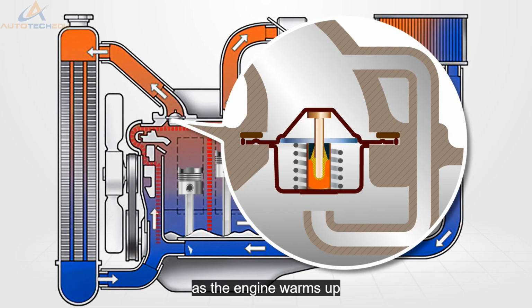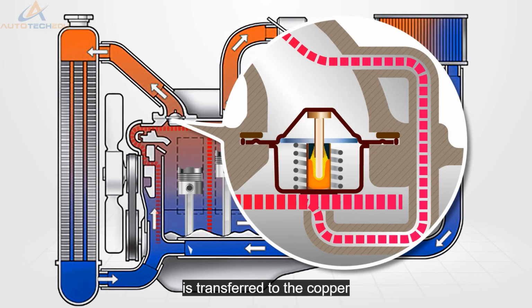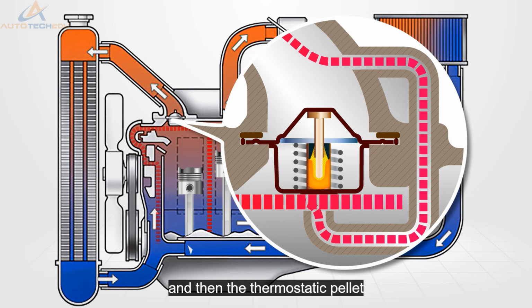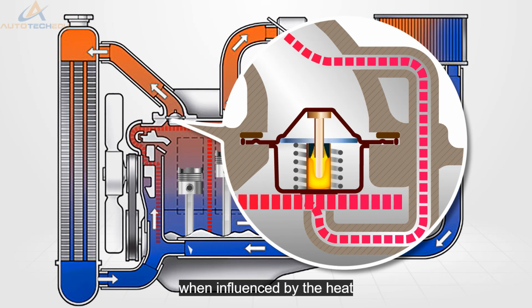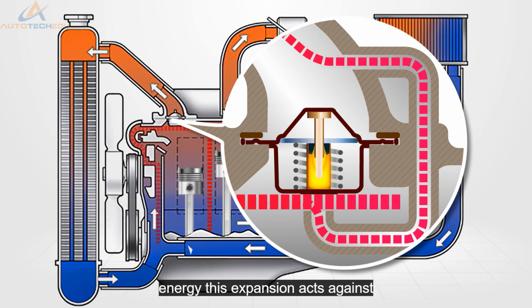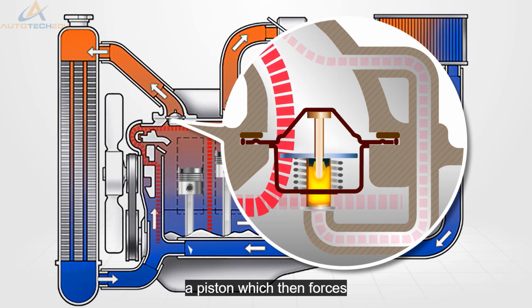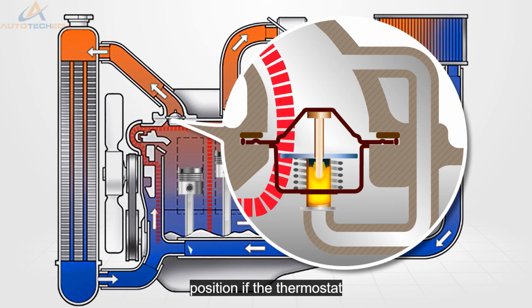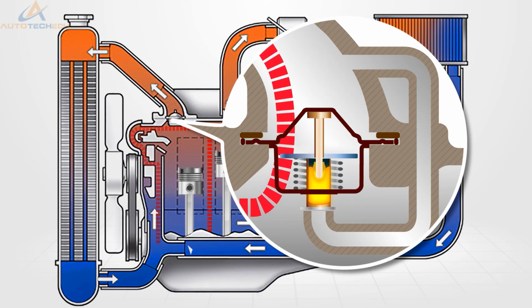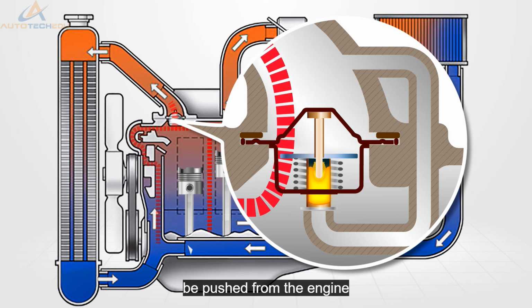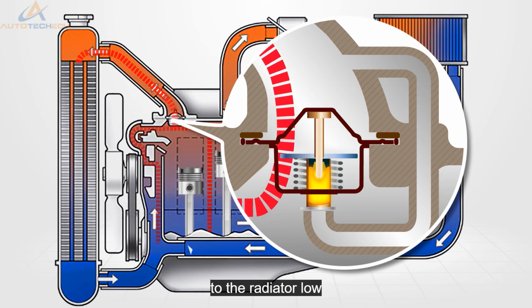As the engine warms up, heat energy from the coolant is transferred to the copper and then the thermostatic pellet. The pellet expands when influenced by the heat energy. This expansion acts against a piston, which then forces the valve to an open position. If the thermostat is fitted with a bypass valve, it will move with the main valve's operation, closing the bypass port. All coolant will now be pushed from the engine to the radiator.